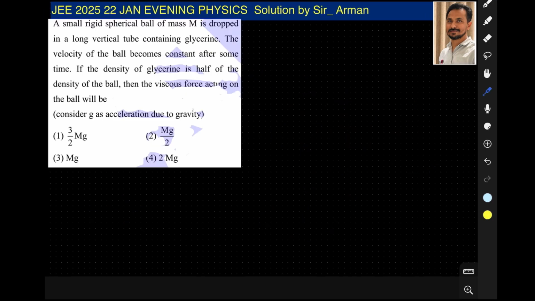A small rigid spherical ball of mass m is dropped in a long vertical tube containing glycerine. The velocity of the ball becomes constant after some time. If the density of glycerine is half of the density of the ball, then the viscous force acting on the ball will be. See, whenever something falls into a liquid, what will happen? In that case, the buoyant force acts vertically upward, and also the viscous force acts vertically upward. So two forces act vertically upward. One is the buoyant force and another is the viscous force. And one force acts downward, and that is mg.